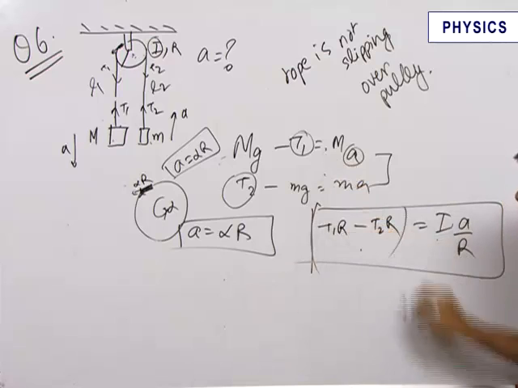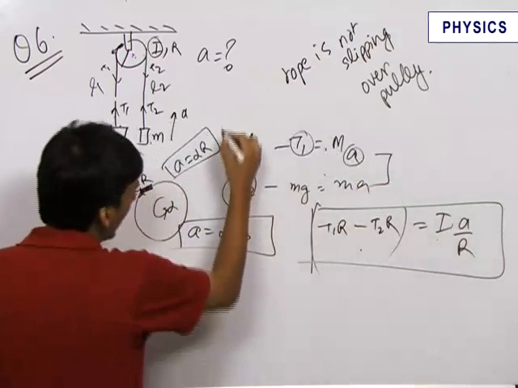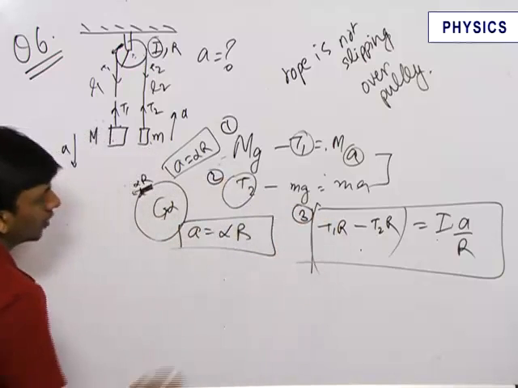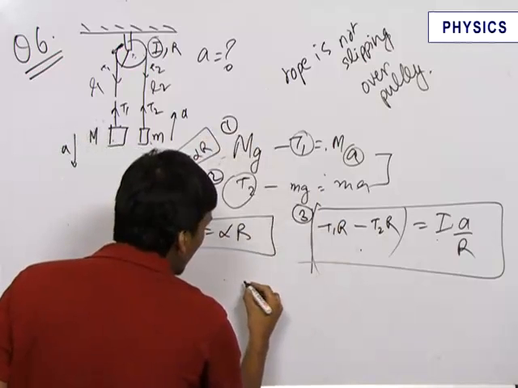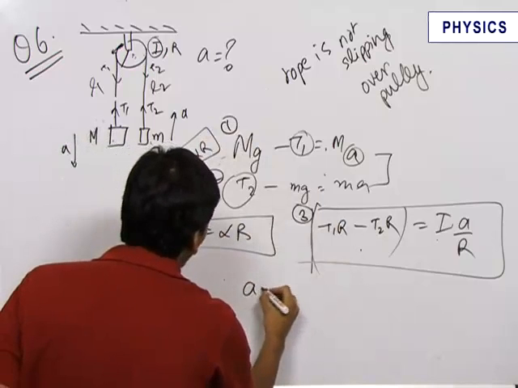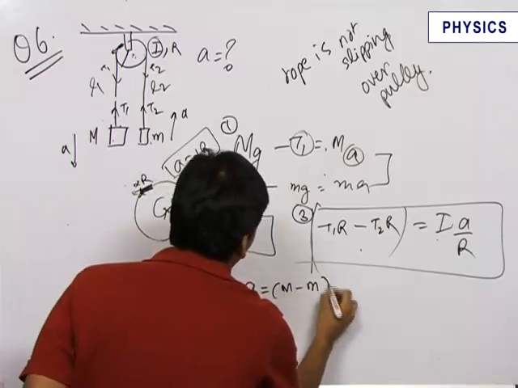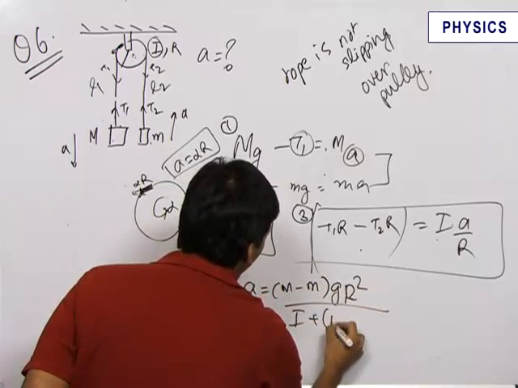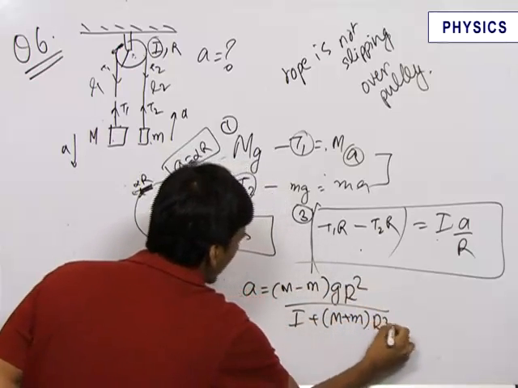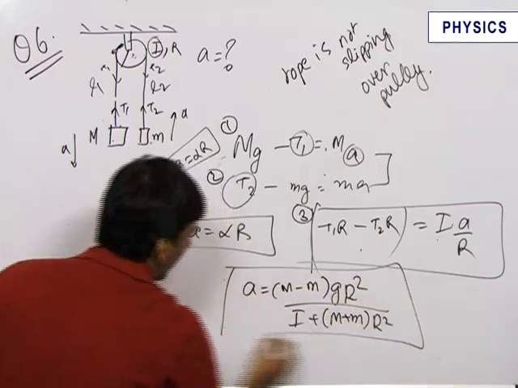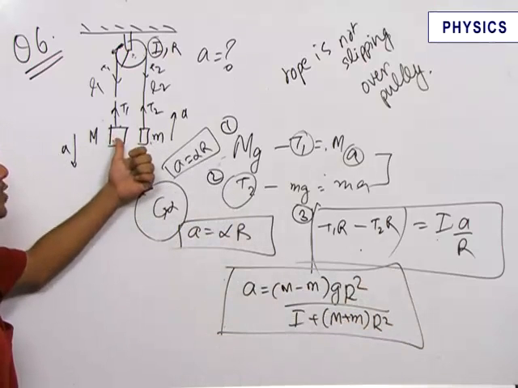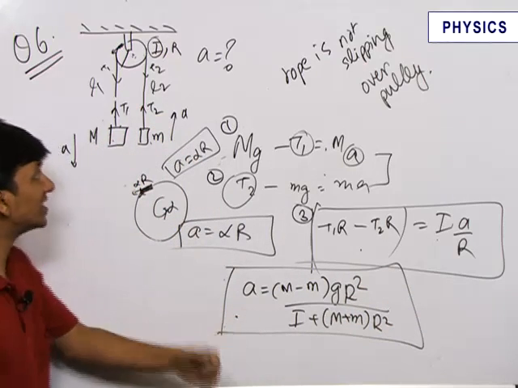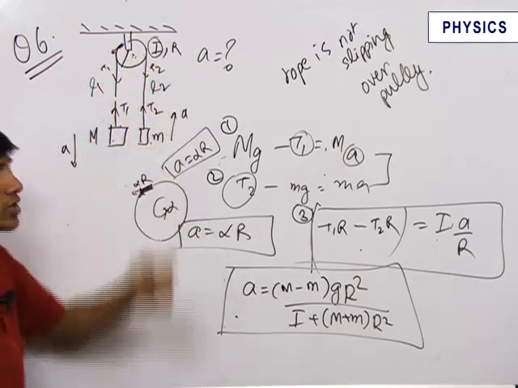So we get three equations and three variables. By solving these three linear equations, 1, 2 and 3, we get the answer for a to be (M minus m) g R squared upon (I plus (M plus m) R squared). So this is the final answer for the acceleration of the block M downwards and the small m upwards. This was found out easily if you know the fact that the tensions in the two strings are different.